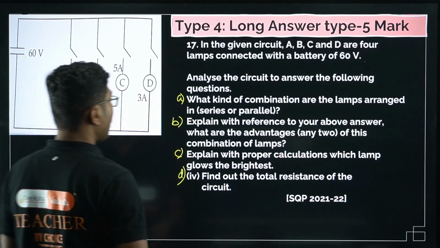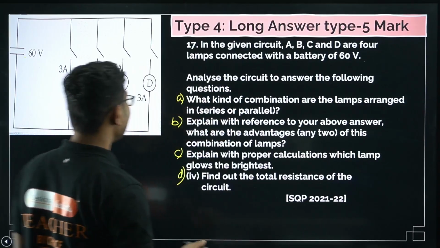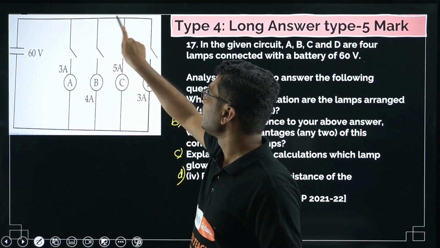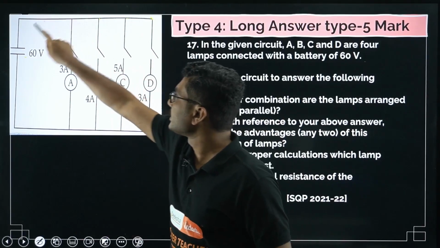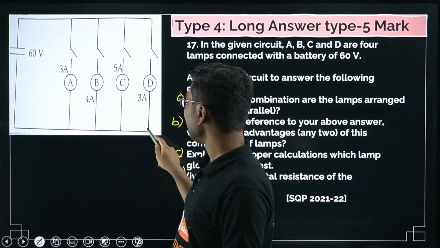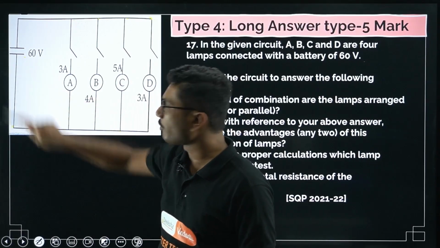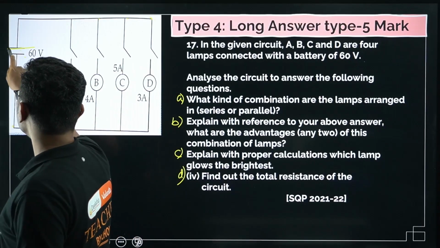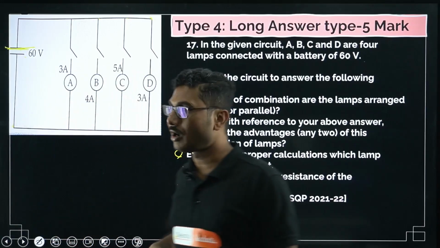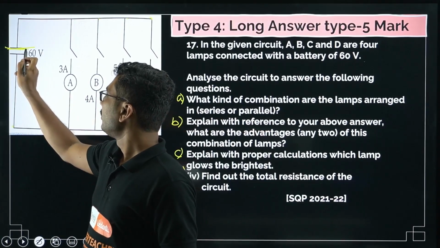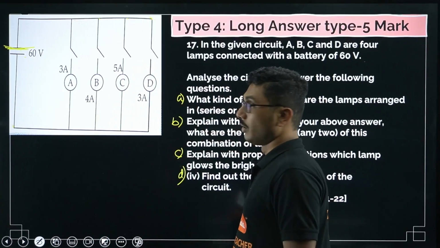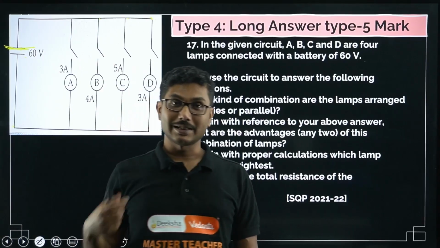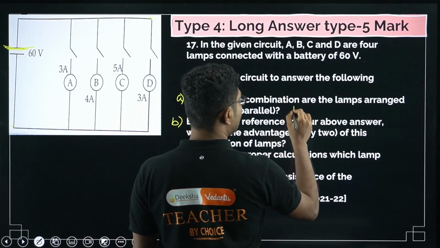Now let's see the question. What kind of combination are the lamps arranged in, series or parallel? As you see, the starting point of each of the lamps is connected to the same point of the battery, right? Similarly, the ending point of each lamp is connected to the same point of the battery. Even though the symbol of the battery is wrong in this case, it is given as a capacitor, the battery will have one arm longer than the other, obviously. So let me correct that. They are connected across the same points, so basically this is a parallel combination.